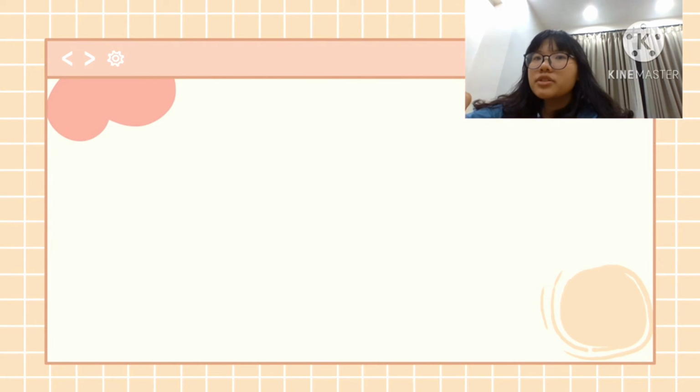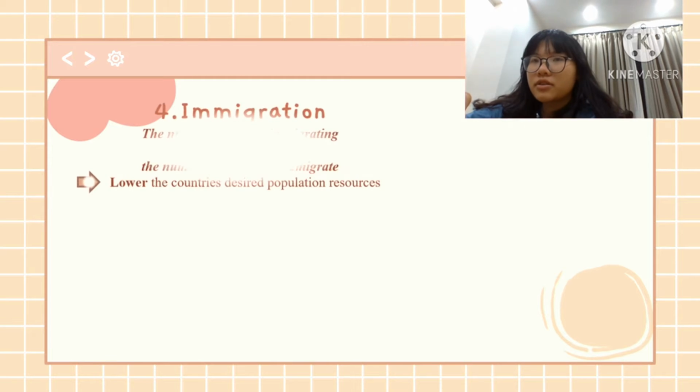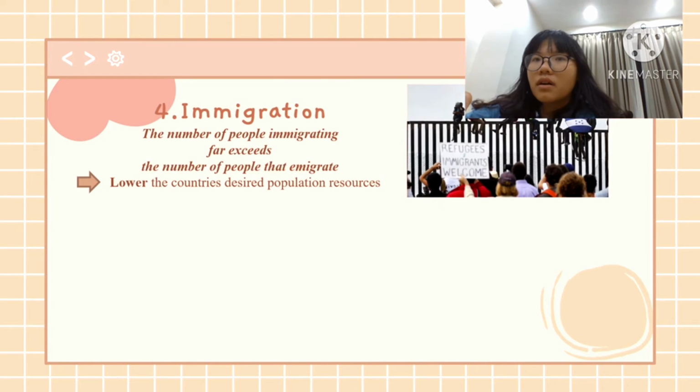Immigration. Immigration is a serious problem in many countries. Sometimes the number of people immigrating far exceeds the number of people who emigrate, thus lowering the country's desired population resources.